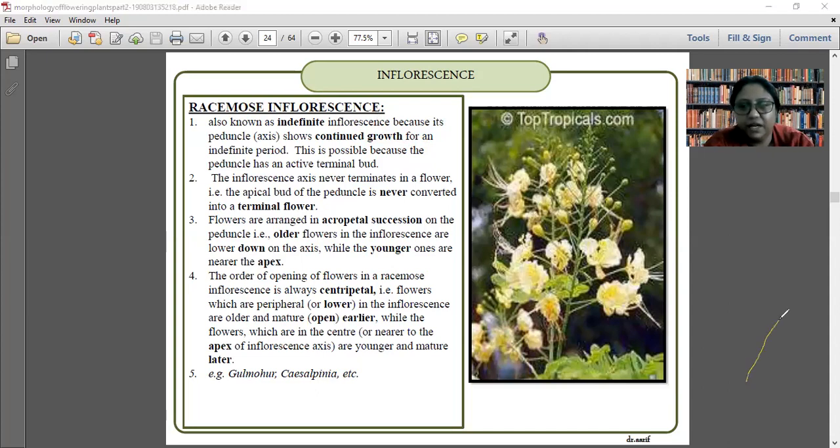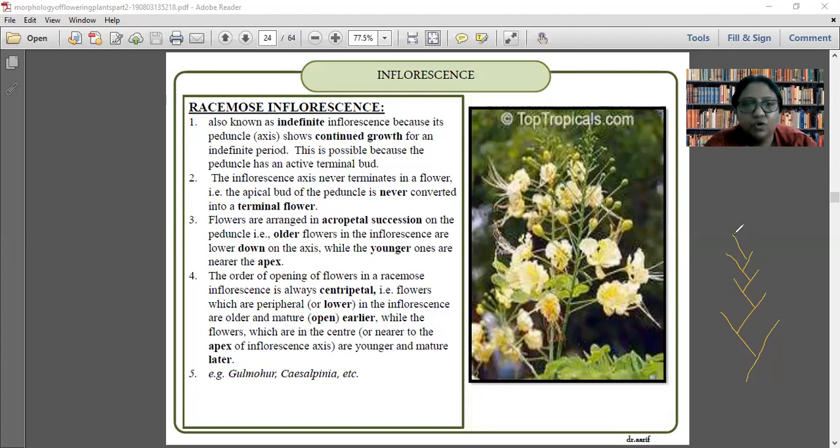Consider there is a branch like this. Then there will be a flower from here. There will be a flower from here. So there will never be a presence of a last flower. So this branching will continue as far as possible. So that's why it is called indefinite or continued growth structure.